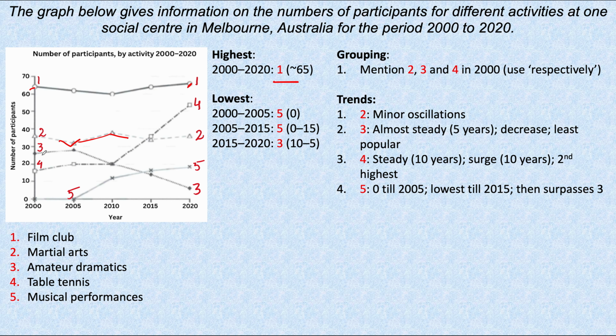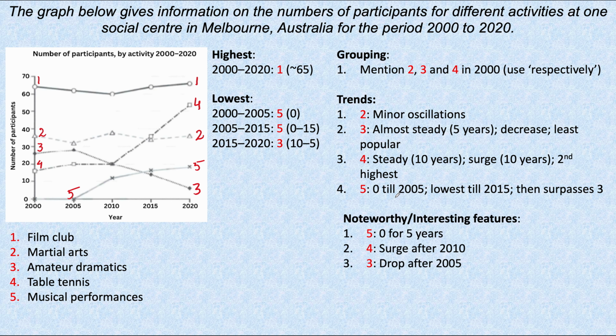Category 3 is almost steady for the first 5 years. There's a minor increase, but barely any. And then we see a decrease, and at the end, it becomes the least popular. That is something we have mentioned before also. Category 4 is again steady for 10 years, then a major increase. And category 5 is interesting because it starts at 0, sees an increase, and then overtakes category 3.